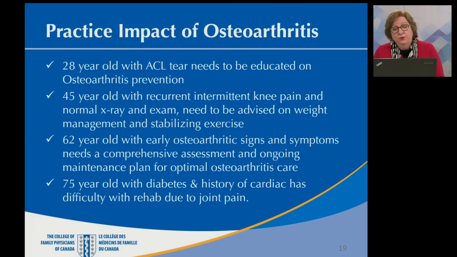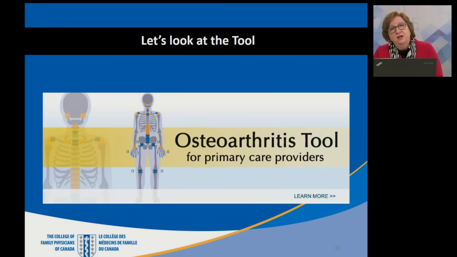And a 62-year-old with early osteoarthritis stage symptoms actually needs a comprehensive assessment and an ongoing maintenance plan, just like we would in a patient with early onset diabetes. And the 75-year-old who is diabetic with a history of cardiac disease and has osteoarthritis needs good support, modified activities, pain management in order to do the appropriate treatment and rehabilitation for cardiac disease. So we can see that osteoarthritis is not only prevalent in our population, but throughout our practice and all ages, there is a role for good education.